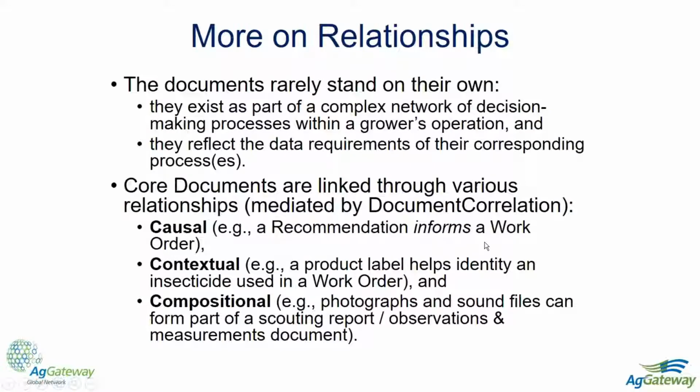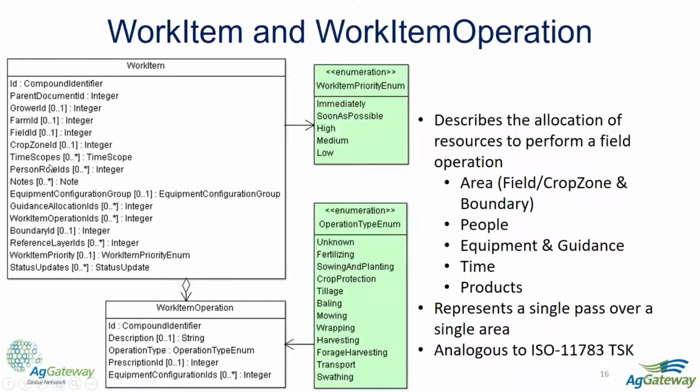Each work item, as we said, will now bring it down to a specific field. Each work item operation will bring it down to a specific operation being performed on a single pass over a field. And the prescription is what specifies the products being applied and the rates at which they're being applied for that work item operation. So in a way, the prescription is a part of a work item operation, which is the finest level of granularity in this document model.